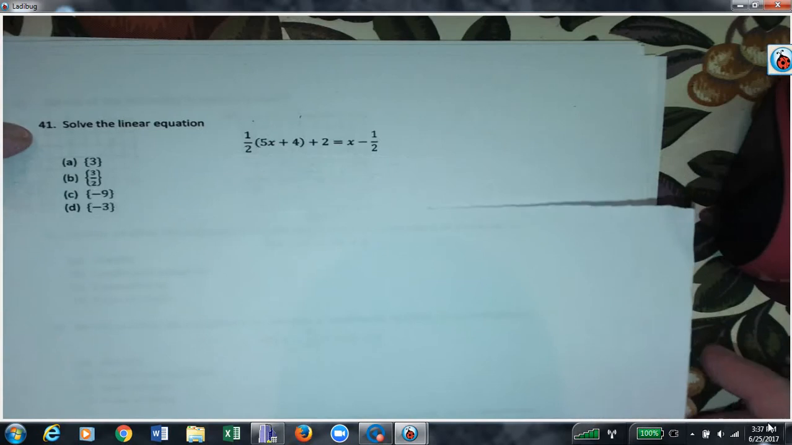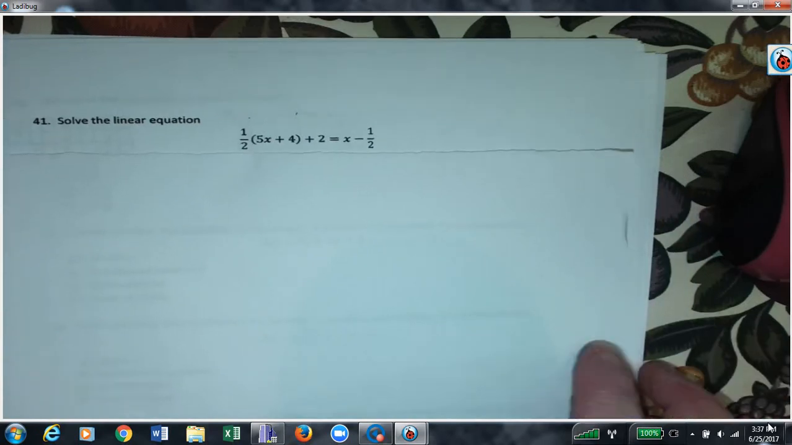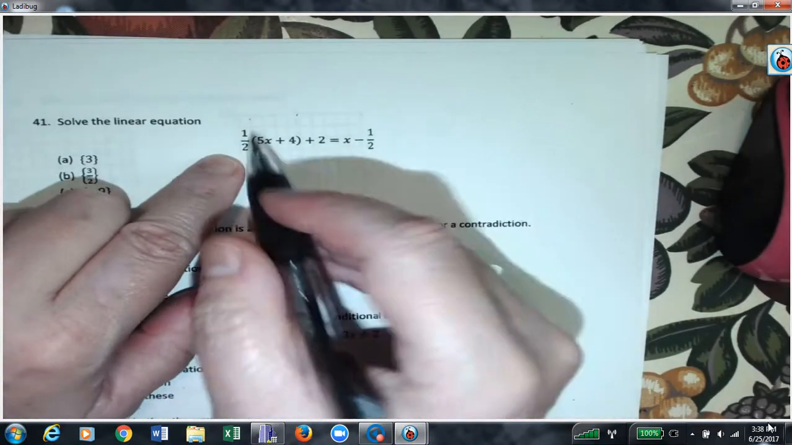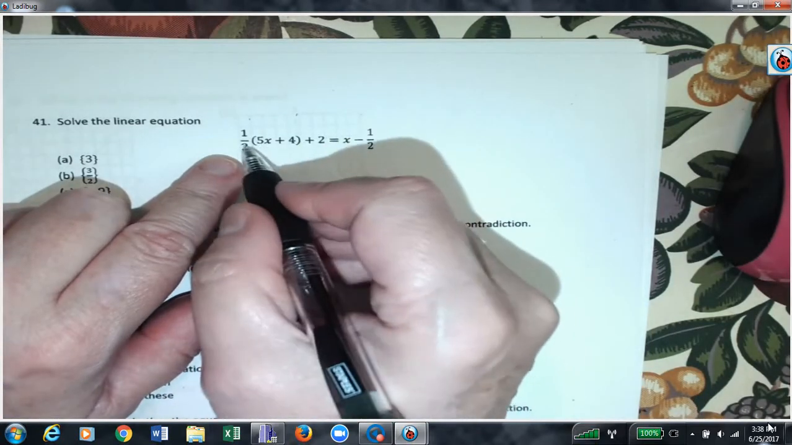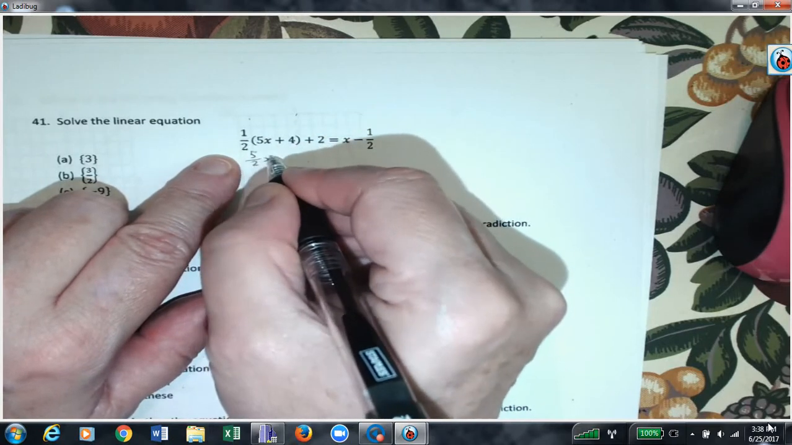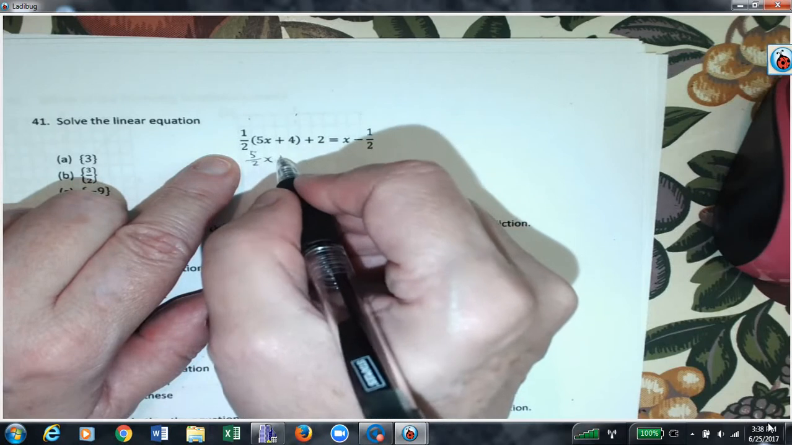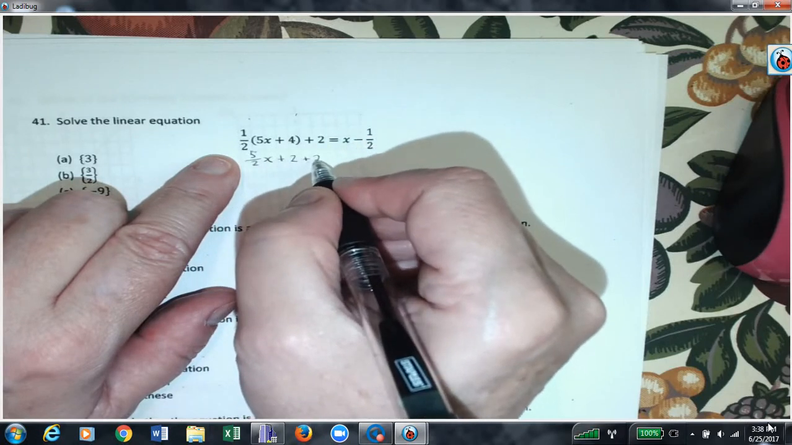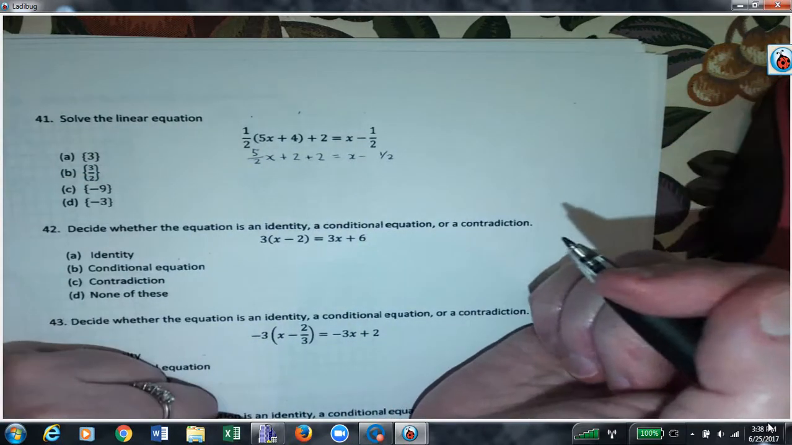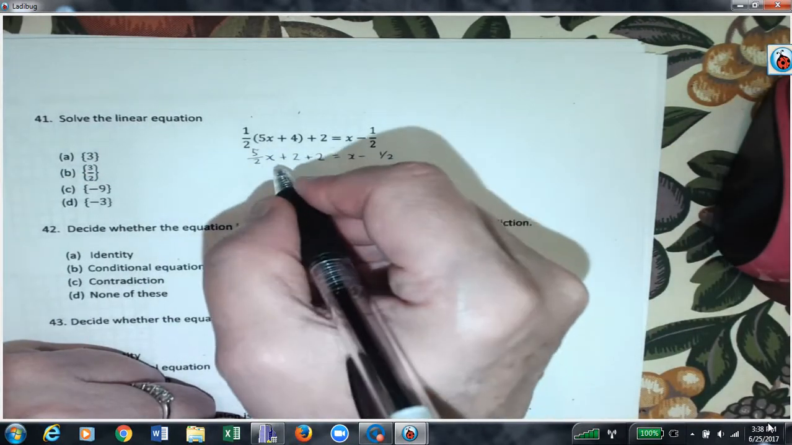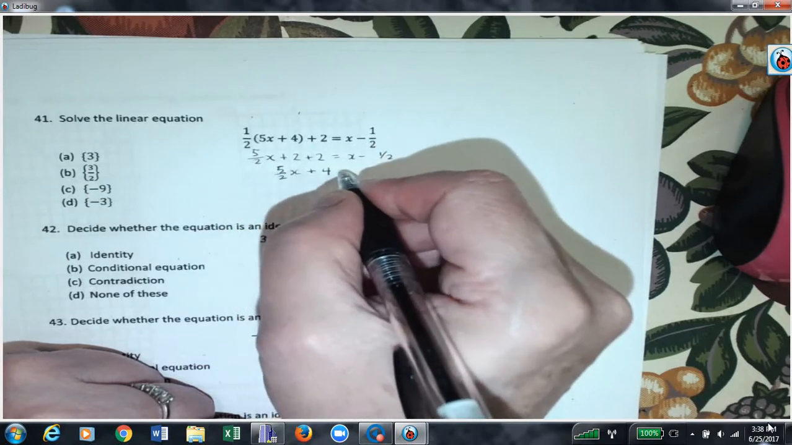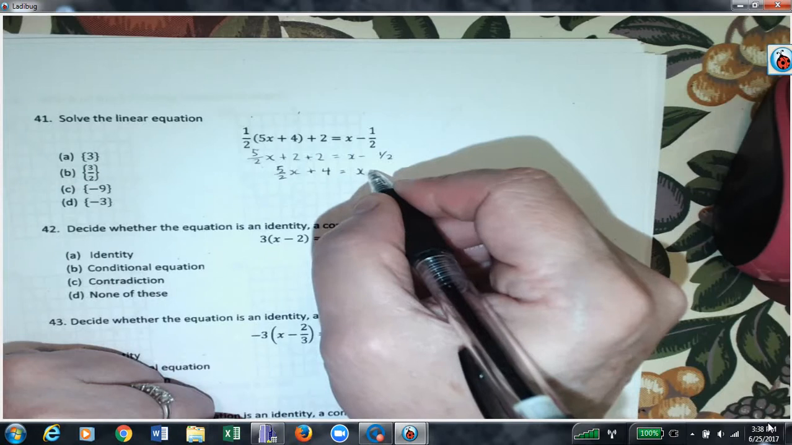Let's look at this. Solve this linear equation. All right. Maybe I can do it all on here. First thing I'm going to have to do is get rid of the fraction. So I need to multiply a half through. So a half times 5 is going to be 5 halves. And then a half times 4 is 2. Now the goal here is to get x by itself on one side of the equation. So here I've got 5 halves times x plus 4 equals x minus a half.